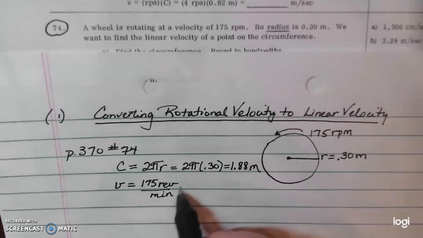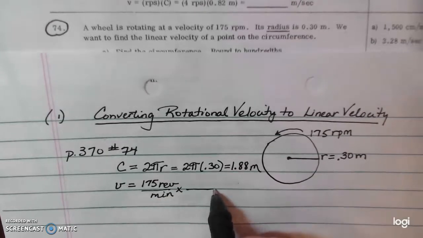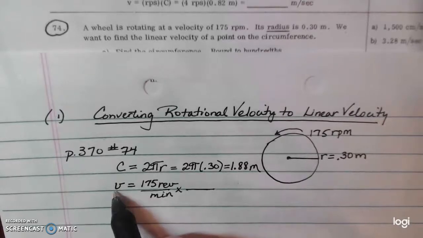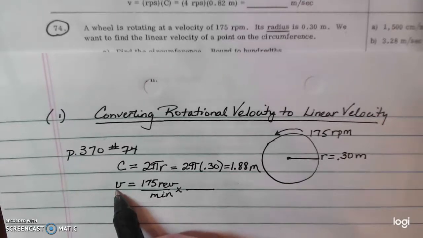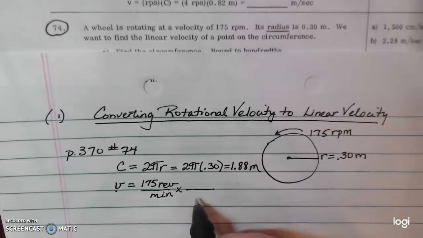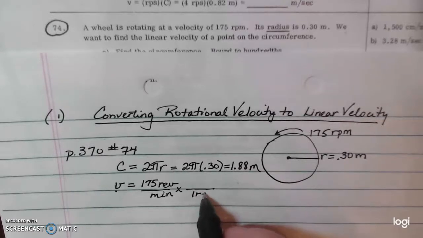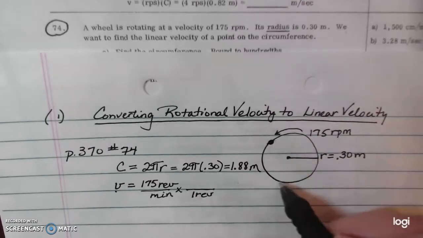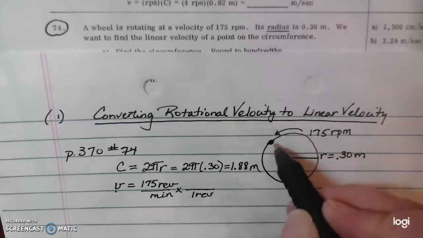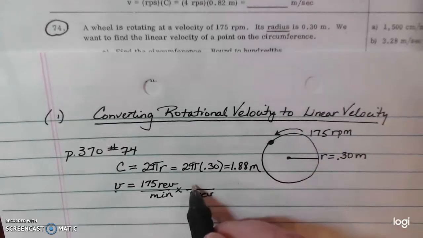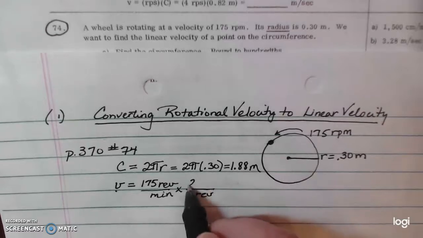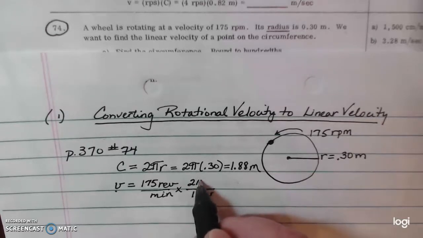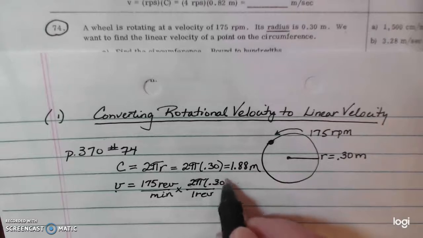Now we want to get rid of revolutions, and we want to go to linear velocity, which is going to be distance, right? So we need to figure out how far that speck on the circumference of the circle travels when it goes in 1 revolution. And that would be 1 circumference. So although we've calculated up here, I would ordinarily show my work as 2 pi times the radius.